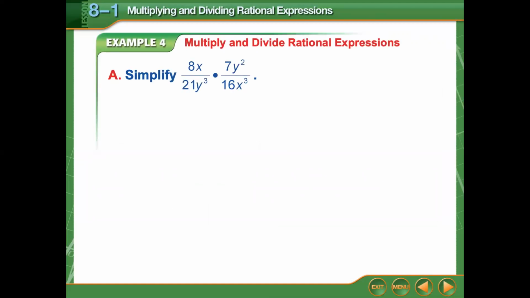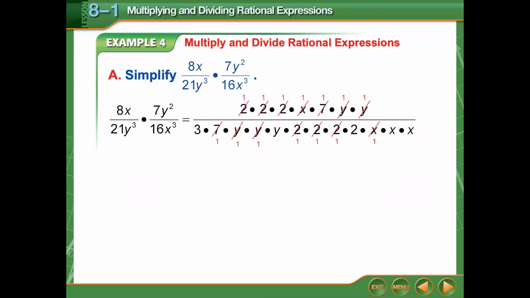So here we have 8x over 21y cubed times 7y squared over 16x cubed. You could expand this out and make sure that you cancel everything out, or you can use your properties of exponents, whichever one you prefer. In this example, they're going to use the expansion, which, as you can see, is not ideal just because of how much space it would take up.